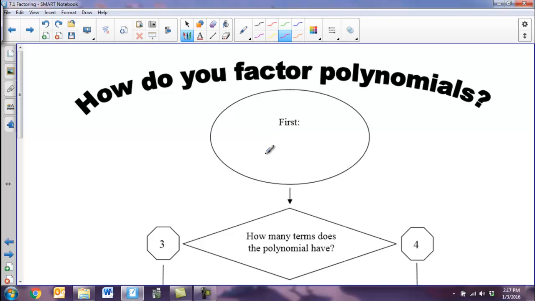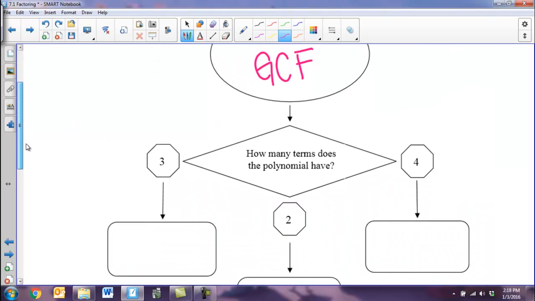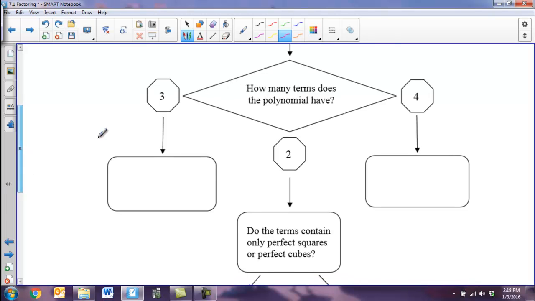The first thing that you always have to check for is a GCF when you are factoring. So that's a greatest common factor. For instance, if both your terms have an x in them, you factor out an x. If they're both even, you can factor out a 2. But that's going to help us when we get to the next box, which says, how many terms does the polynomial have? Okay, so we have 3 different options here, 3, 2, or 4.